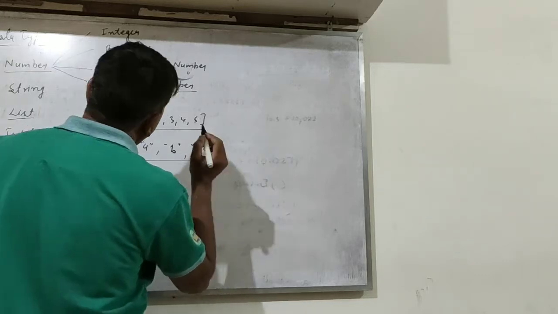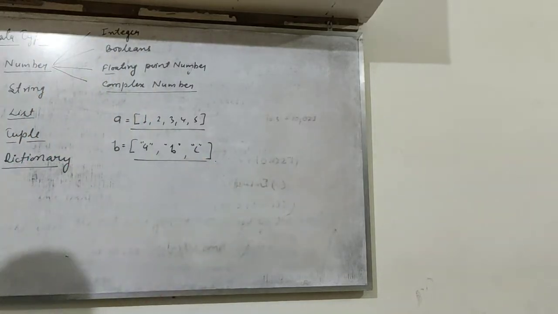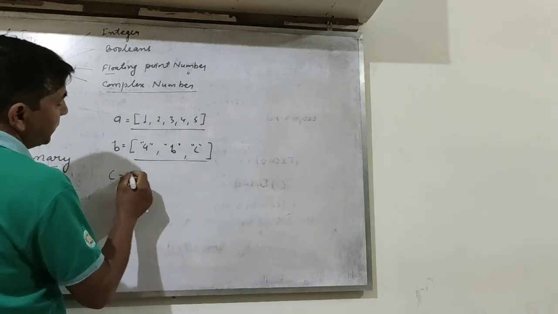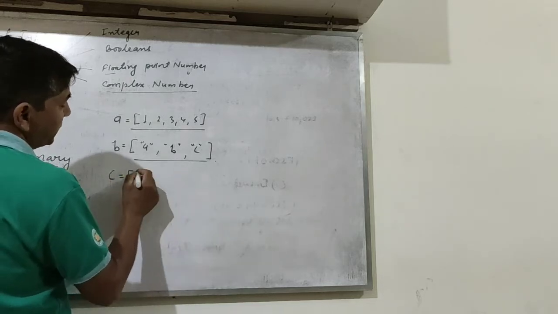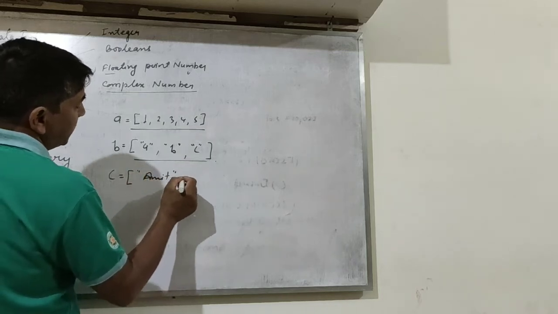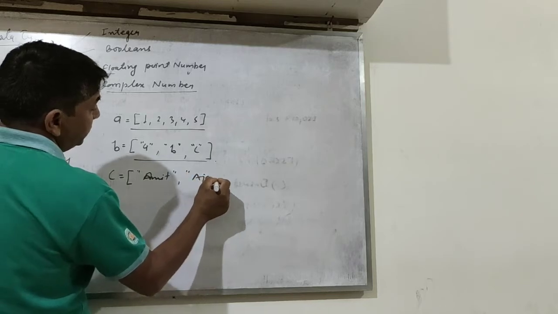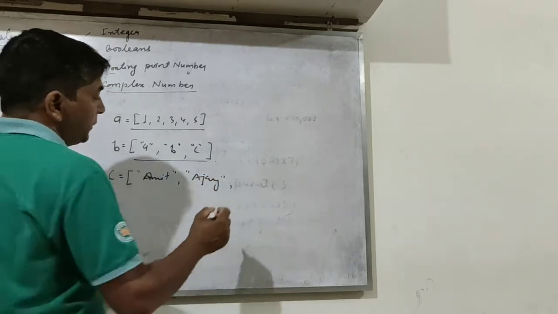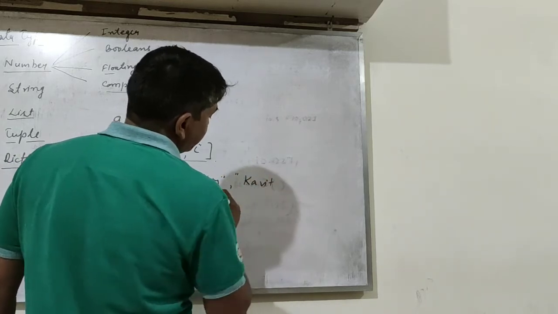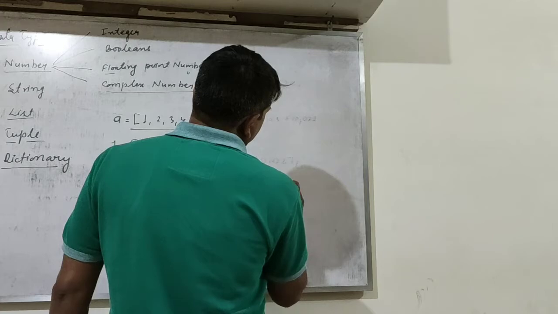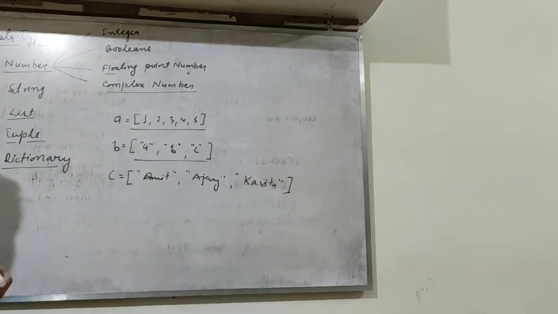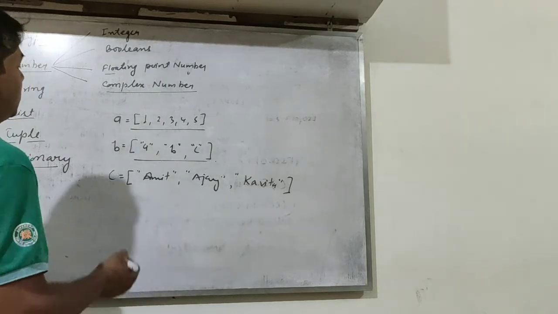So you have to make the list in a string form. In place of C, suppose you want to write more than one letter, so you have to write it like this. Suppose you write at first Amit, then comma, then Ajay, then comma, then Kavita, and okay, you have to close this. So this is the way you are making the list.